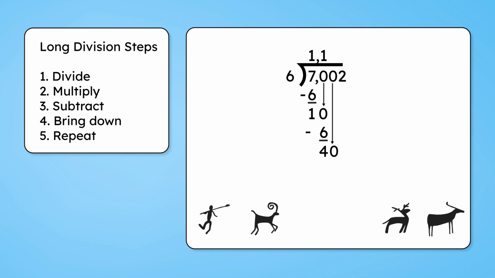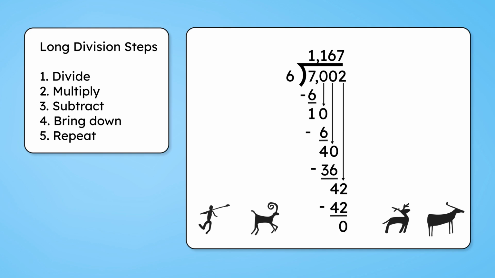Repeat! How many times does 6 fit into 40? It fits 6 times. 6 times 6 equals 36. Subtract 40 minus 36, which equals 4. Then bring down the last digit, 2. Repeat! How many times could 6 fit into 42? It fits 7 times. 6 times 7 is 42, and when we subtract 42 minus 42, that equals 0.